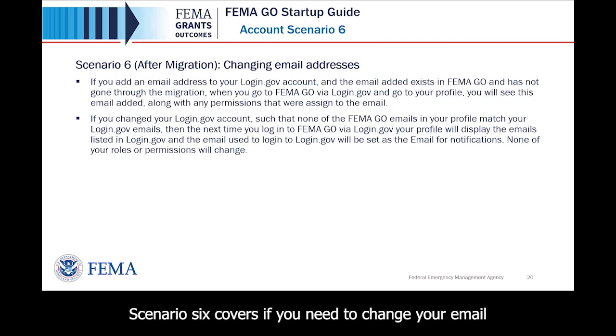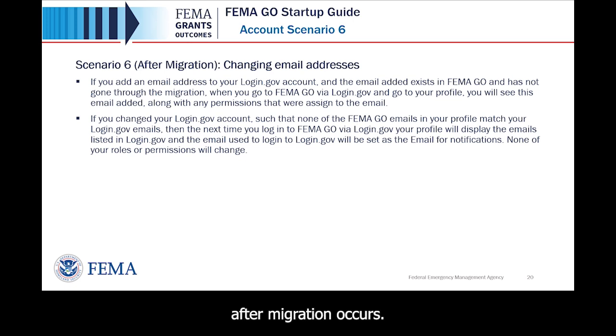Scenario 6 covers if you need to change your email after migration occurs. In this case, if you add an email address to your login.gov account and the email added exists in FEMA Go and has not gone through the migration, when you go to FEMA Go via login.gov and you go to your profile, you will see this email added, along with any permissions that were assigned to the email.